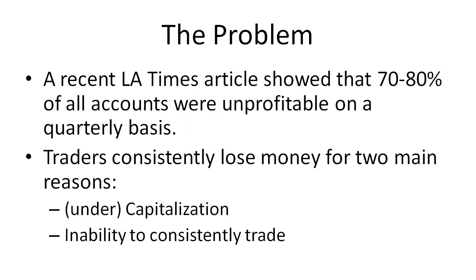A recent LA Times article showed that 70 to 80% of all accounts were unprofitable on a quarterly basis. This is actually a pretty staggering statistic. Traders consistently lose money, I believe, for two main reasons. Number one is undercapitalization, and number two is the inability to trade consistently. There are a variety of factors as to why the inability to trade consistently occurs, and part of that we're going to cover in today's webinar.